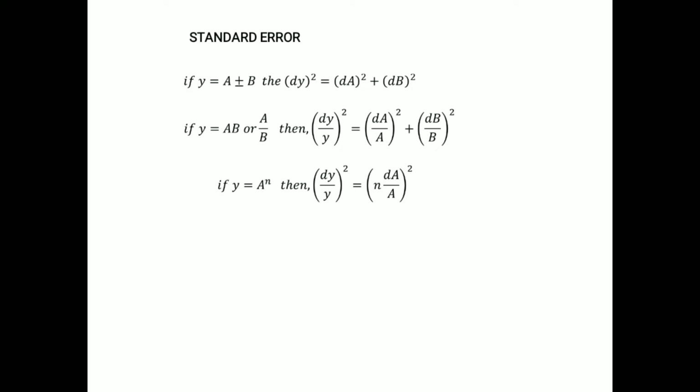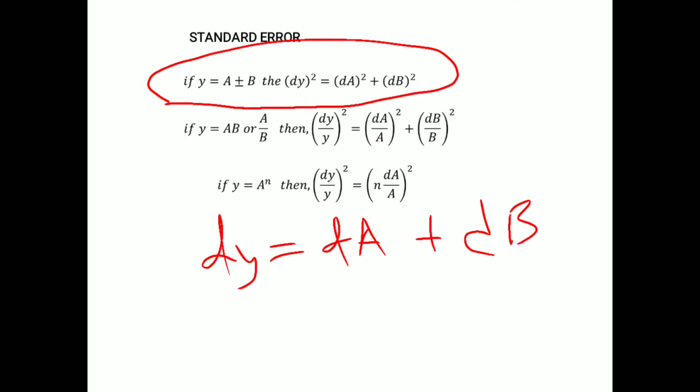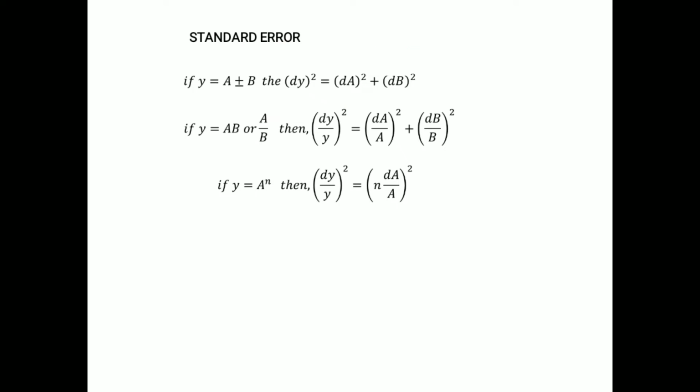Now, here we see that if y equals a plus or minus b, then dy squared equals dA squared plus dB squared. That means in this case, just like in relative error and absolute error, we say that dy is equal to dA plus dB. But now in standard error, we will square all. That means you square this, and you also square this, okay? So the standard error looks like the relative error, except that you have to square all the values.